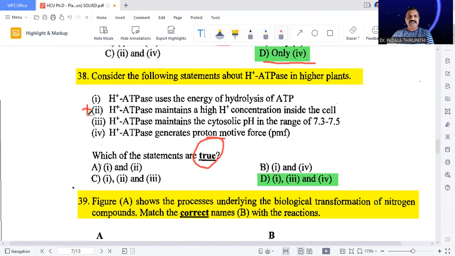So option 2 is not a true statement regarding this question, and the remaining options 1, 3, and 4 are the true statements. That is, H+ ATPase is used for energy of hydrolysis of ATP, and H+ ATPase is used for maintenance of the cytosol pH in the range of 7.3 to 7.5, and this ATPase generates proton motive force.